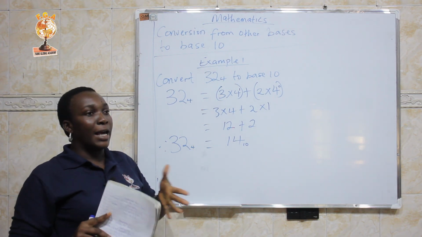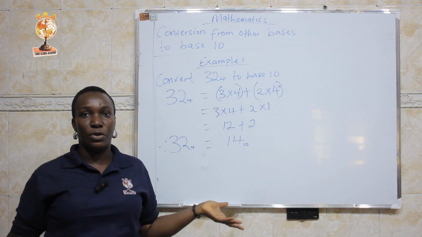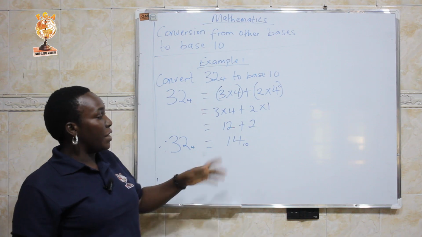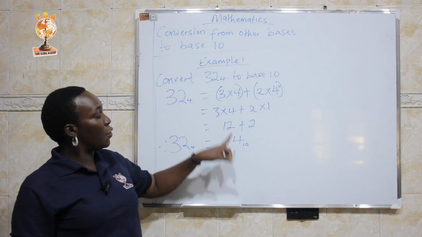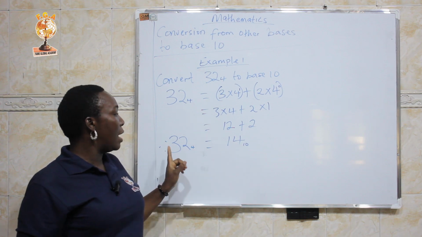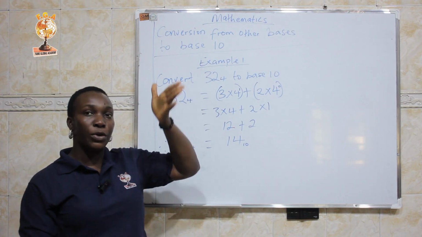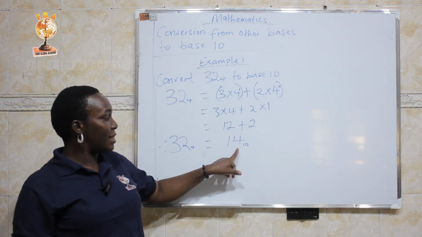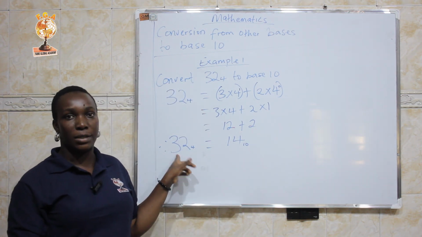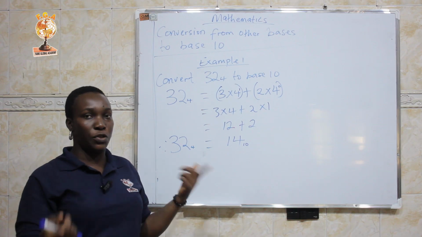So this is just like the opposite of what we did in the other class. If we are asked to convert this 14 base 10 back to base 4, and you use the formula we used in the other class, this is the answer you are going to get. So it's just like the opposite of each other.